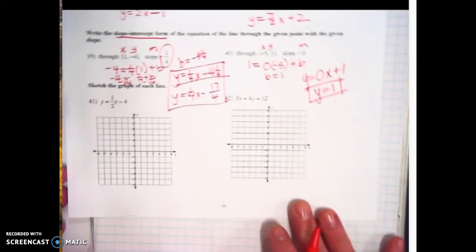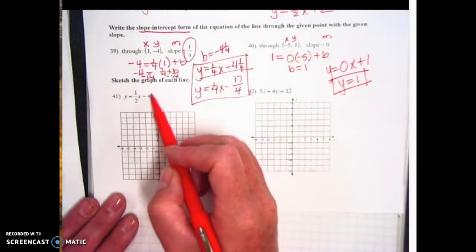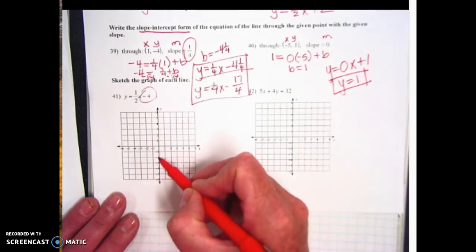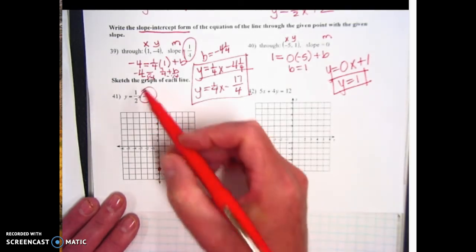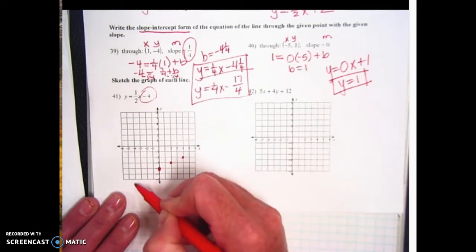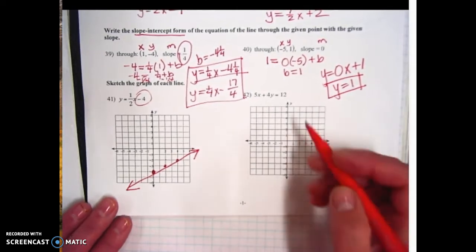Jumping down to number 41, we're going to sketch the graph. This is in slope-intercept form, so this one crosses the y-axis at negative 4. So on the y-axis, we go down 1, 2, 3, 4, put a point. From there, the slope is 1/2, so you're going to go up 1 over 2, up 1 over 2. Make sure you put little arrows at the end of your line.